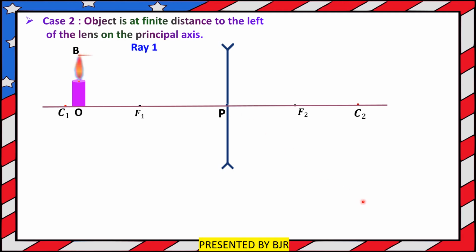See here, this is the first ray I am drawing, ray 1, which is traveling parallel to the principal axis and has fallen here, and this ray will get refracted in such a way that if you extend it backwards, it meets the focal point F1 here. So this is the refracted ray.